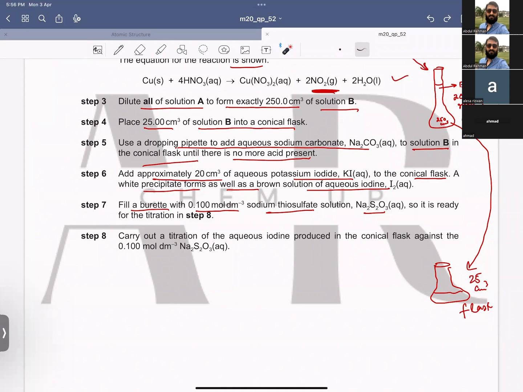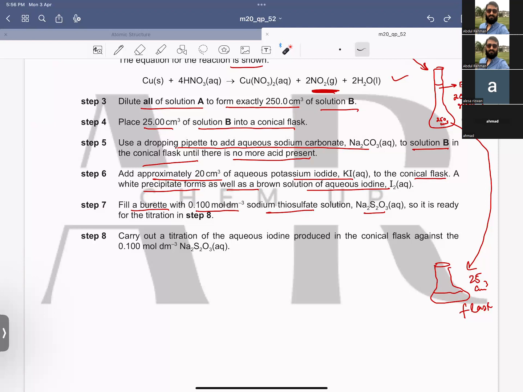In this step 5, we have added some sodium carbonate. And why are we adding it? They have told us the purpose: that in solution B there is no more acid present. If there is any acid in it and we add some sodium carbonate, it reacts with the sodium carbonate, effervescence of carbon dioxide will be evolved, and all the acid is consumed by adding sodium carbonate. Step 5, is this clear? Yes, sir. Okay, that's good.